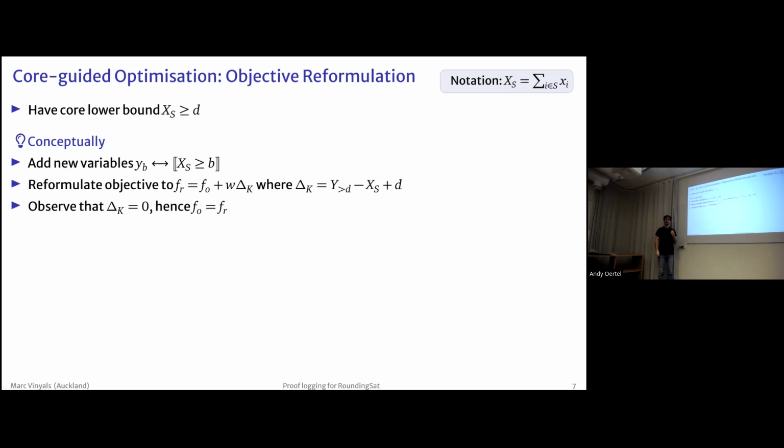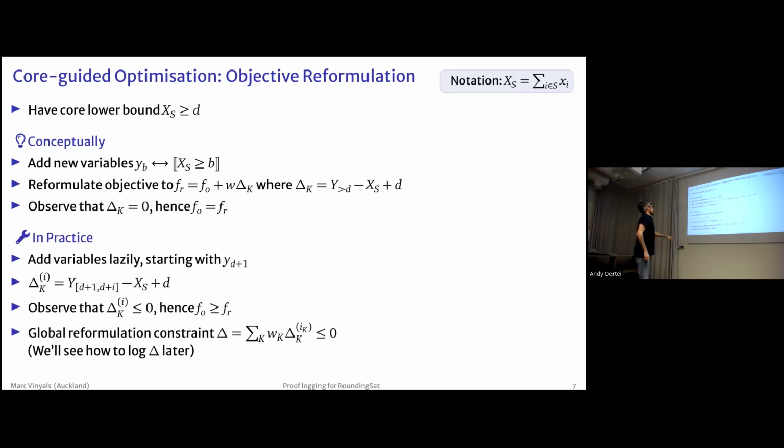Now, the implementation is slightly different because the core could be huge. We might be introducing many variables here. So we don't want to do that. We're going to be introducing variables one by one. So this is what we do. We add variables lazily. So first we just say, well, maybe the core is not d, but it's also d plus 1. And if we find that it's d plus 1, then we'll worry about if it's d plus 2. But for now, let's only worry about whether it's d or d plus 1.